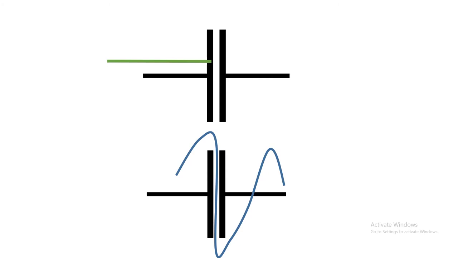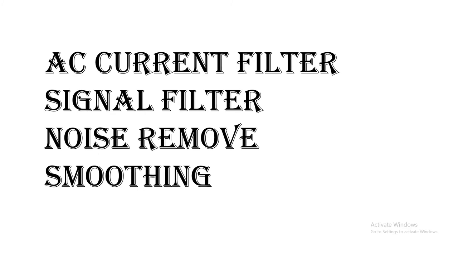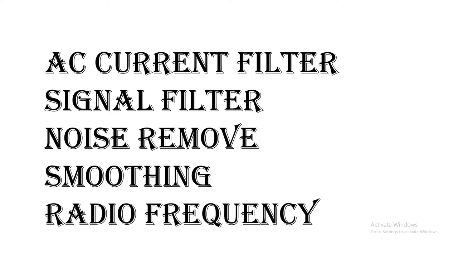For AC currents, we use it for filtration. It can store the DC current. The capacitor is used for AC current filtration, meaning it removes the noise from the AC current or electromagnetic waves. It is used for signal filtering. It is used for noise removing. For example, we use it in a loudspeaker to remove the extra noise. When we remove the noise from the speaker during music, the voice becomes very smooth. So it also works for smoothing. We also use the capacitor to match the radio frequency or to pick a specific frequency.